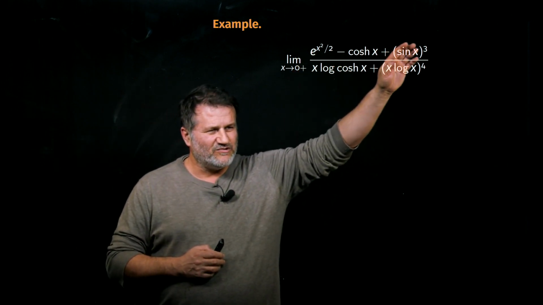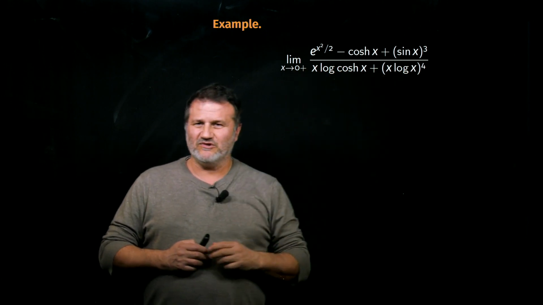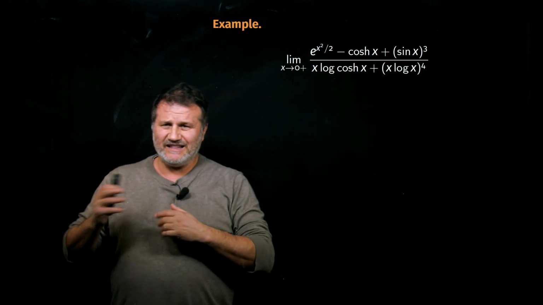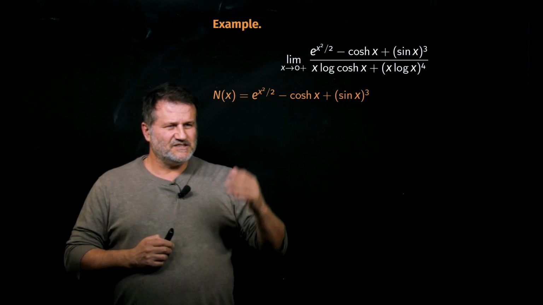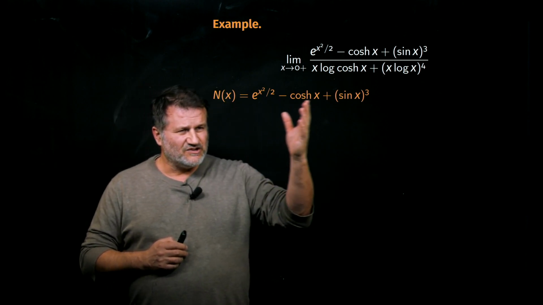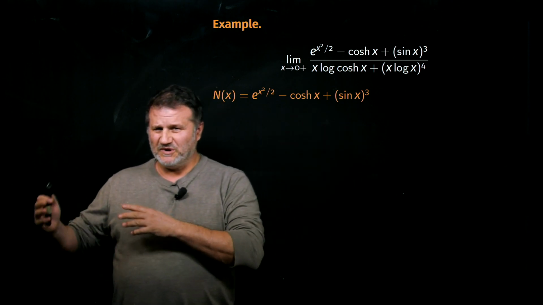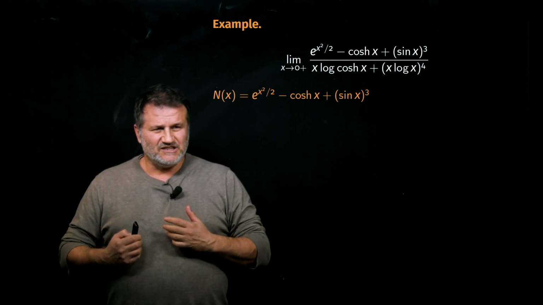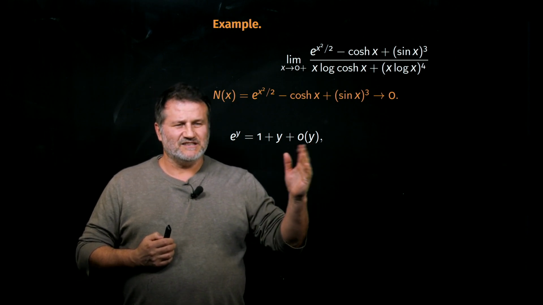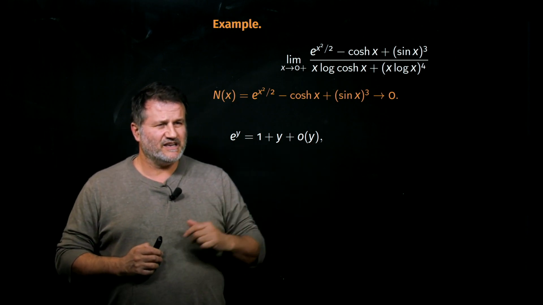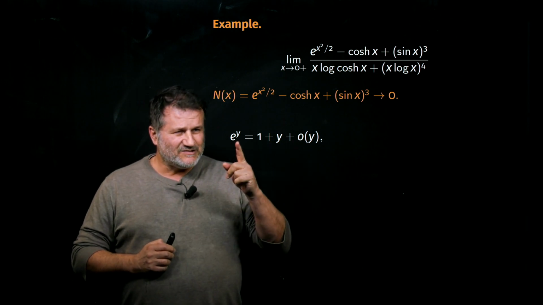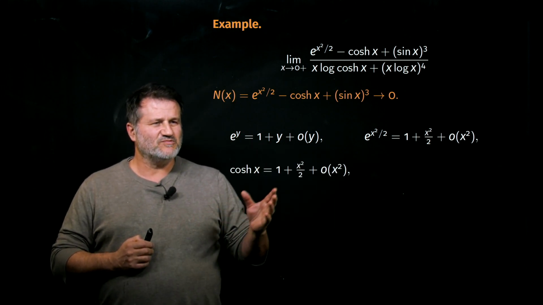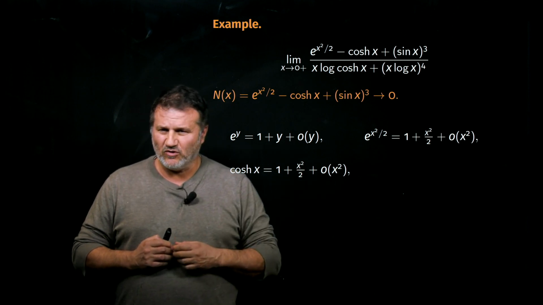Now to compare how the numerator goes to 0 to how the denominator goes to 0, we split the problem into two subproblems, discussing first the behavior of the numerator and then the behavior of the denominator. This is the numerator. Now, to see how fast this goes to 0, we transform all these terms into polynomials thanks to the asymptotic expansions. So, for example, let's start with the exponential. We know that e to y is 1 plus y plus little o of y. This is the first order Maclaurin expansion for the exponential. We replace y equal x squared over 2, and we get this. For the hyperbolic cosine of x, we know that this is 1 plus x squared over 2 plus little o of x squared.